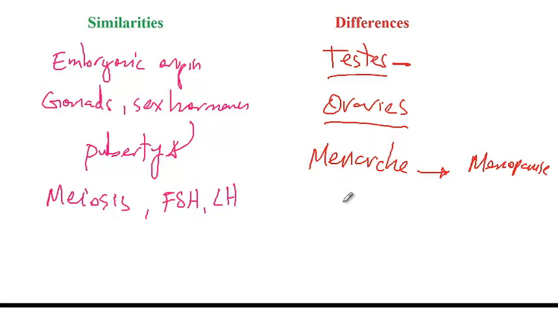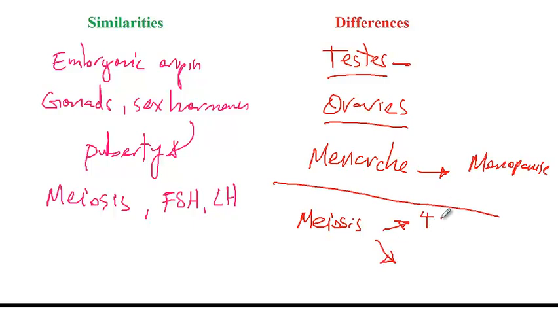And then the other difference is that, as we just discussed, in males, every meiosis produces 4 sperms, versus in females, it only produces 1 egg, which is functional, and then 3 polar bodies, which are small and non-functional. All right, so that summarizes the similarities and differences between the male and female reproductive organs.